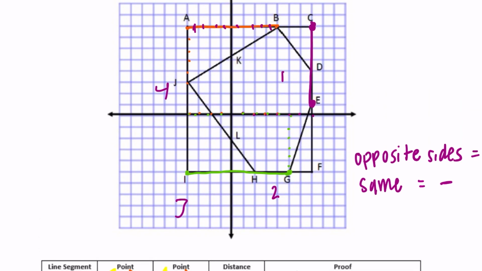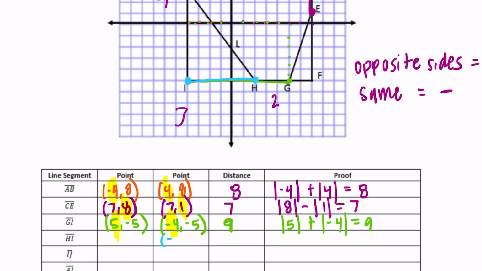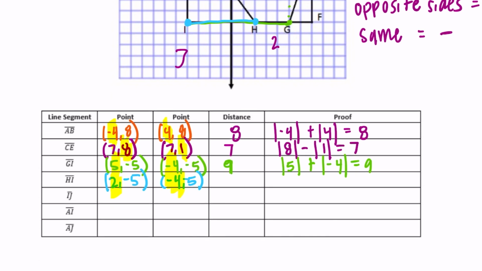HI. H, where is I? Right over here. Okay, we already knew I was negative 4, negative 5. H is 2, negative 5. So they are different in their x values, and they're on opposite sides, so we're going to be adding them. The absolute value of 2 plus the absolute value of negative 4 is equal to 6.